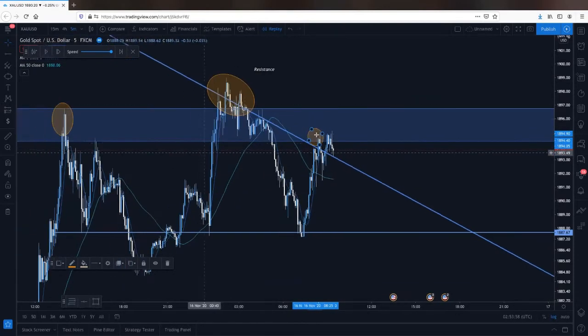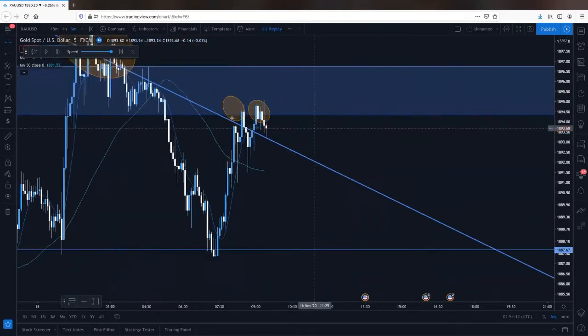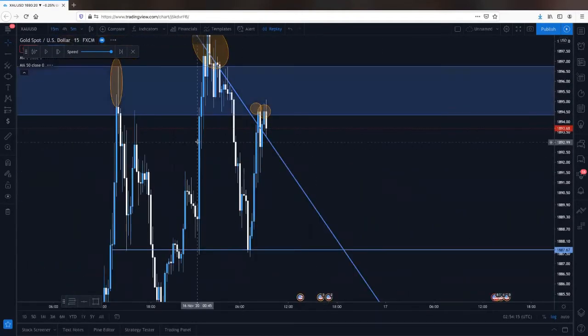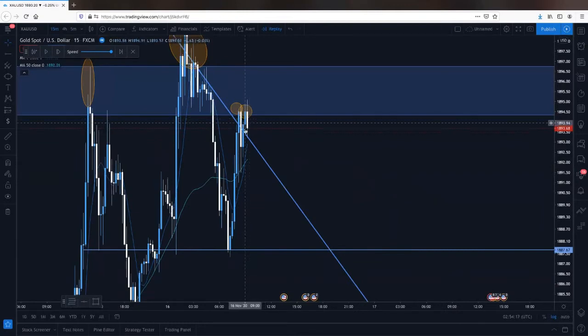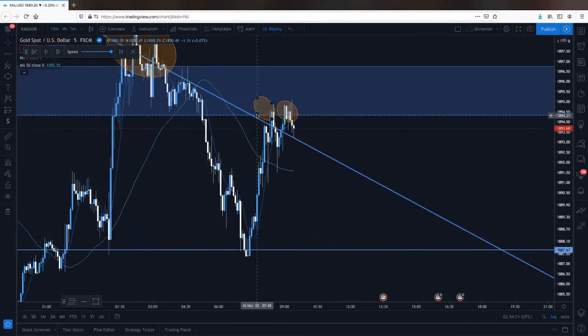Boom. We got our fourth touch right here. So this is 1, 2, 3, and then our fourth touch. Just by looking closely, what do we have? We have a double top. If we were to go to the 15, it's kind of a double top, but it's still a double top regardless. So now I'm looking for my entry.